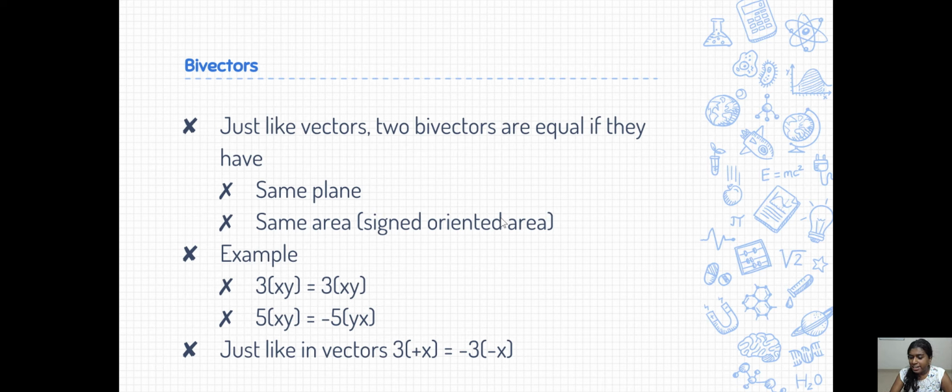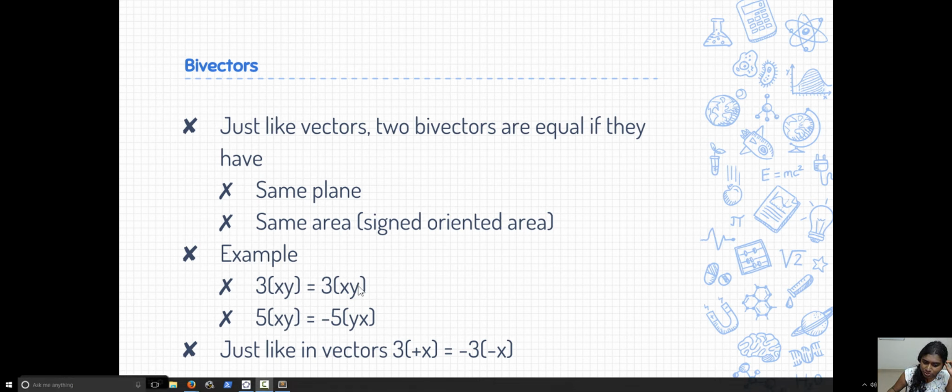Similarly, you can also alternate the axis xy to yx, and the sign would change from 5 to -5. Just like in vectors, if you had taken in the positive x orientation or a negative x orientation, you could have flipped the magnitude from +3 to -3. For example, 3xy is 3xy. In other words, any object whose area is 3, whether it's square or a parallelogram or circle, if it lies on the xy plane, they are both equal.